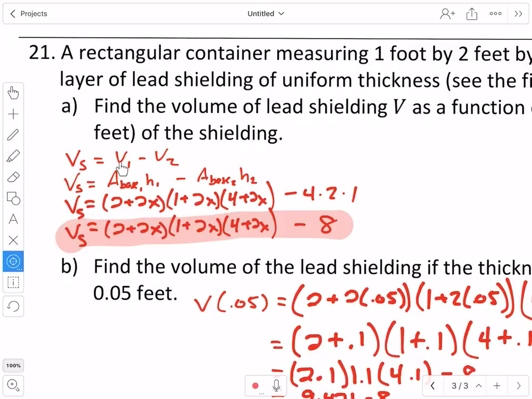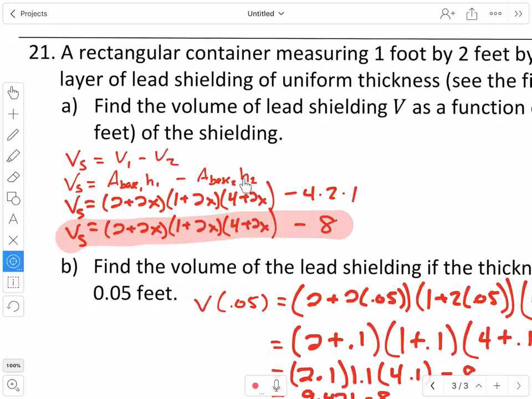To find the volume of a rectangular prism, you take the area of the base times the height. Notice I have more than one base, so I'm using subscript variables. So I have area of base 1 times the height 1 minus area of base 2 times height 2. My base was 2 plus 2x times 1 plus 2x. Those are the dimensions. Maybe that's not true. The order in which these are written are interchangeable. It doesn't matter. I think this was length and width and this was height.